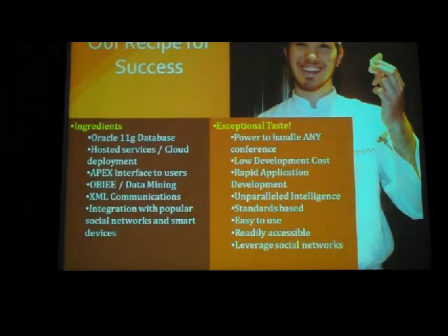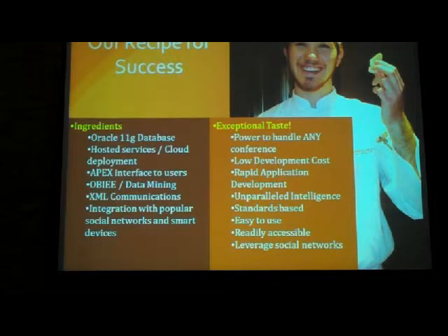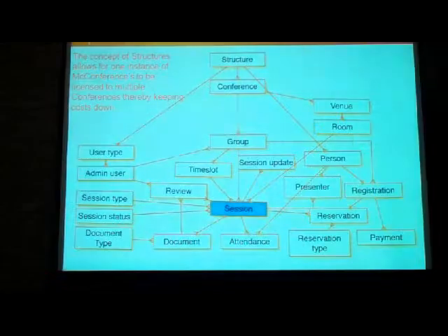So our recipe for success basically gives us the power to handle any conference through the 11G database, lower development costs because Apex is, as you know, a rapid application, very inexpensive development tool. In just the few hours we had to prepare for this, we've actually created a proof of concept app. We have unparalleled intelligence through OBIE. No one does it better than that. We're using standards-based technology, which helps us leverage existing technology rather than writing it from scratch. Everything's easily accessible and ready to go.